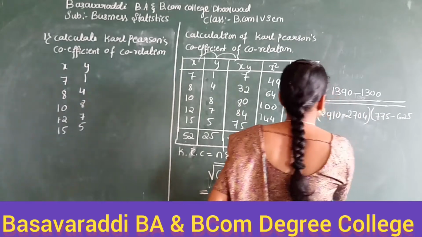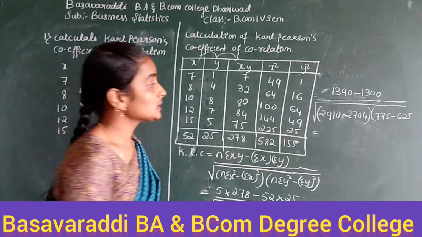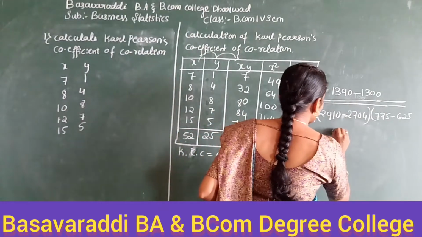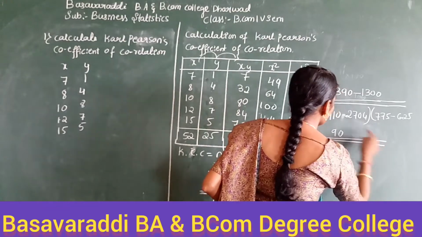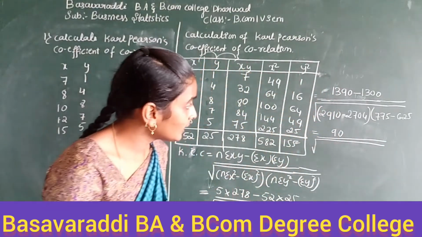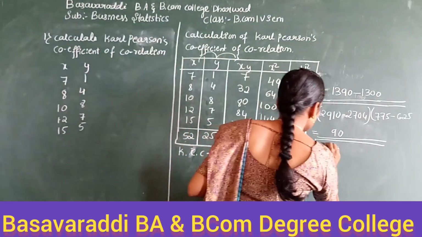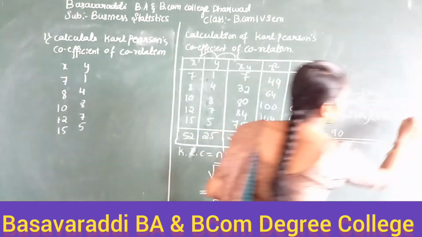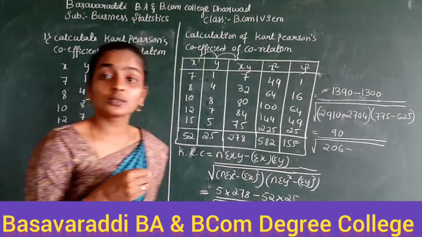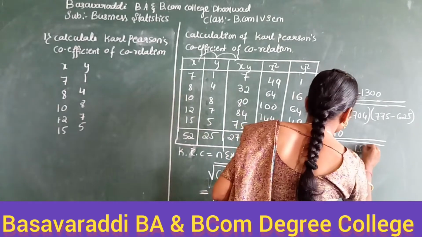Okay, next, 5 into 155 minus 25 into 25, 25 25s are 625. Okay, next, 1390 minus 1300, that is 90. Square root, 2910 minus 2704, 206, and 775 minus 625, that is 150.